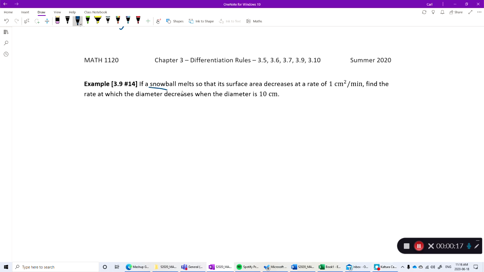If a snowball melts so that its surface area decreases at 1 centimeter squared per minute, find the rate at which the diameter decreases when the diameter is 10. You might want to read that to yourself again. Let me read it. If a snowball melts so that its surface area decreases, so let's call that A, surface area decreases at a rate, so it's getting smaller, the area is shrinking, find the rate at which the diameter decreases. So we need a picture.